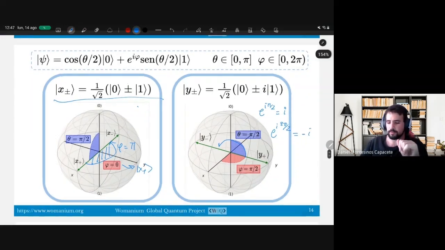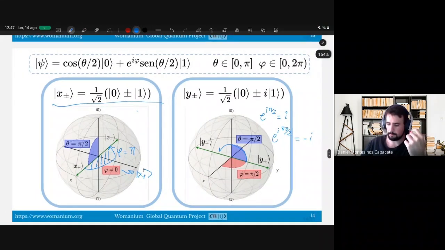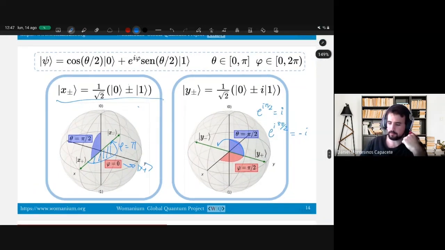So using the Bloch sphere is a really good way to represent physical states and to visualize operations. So that's why I wanted to give some time to this.